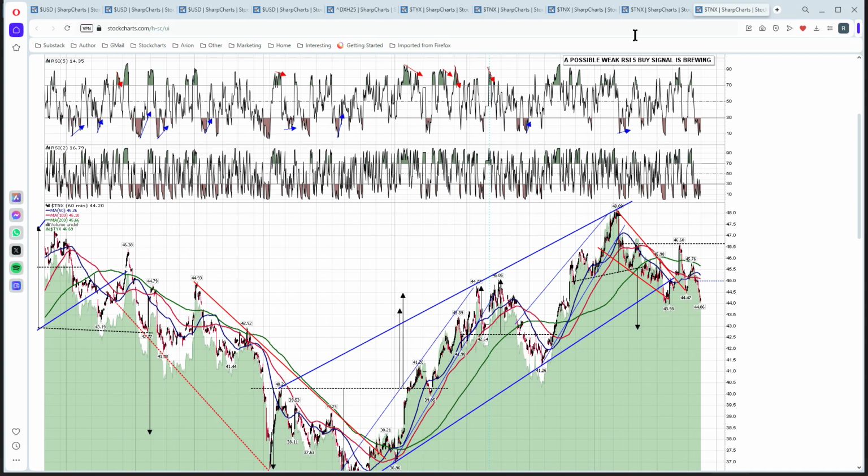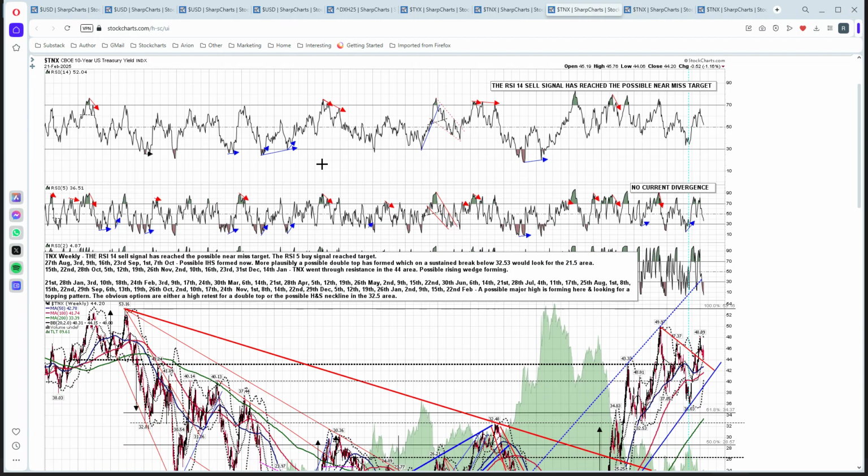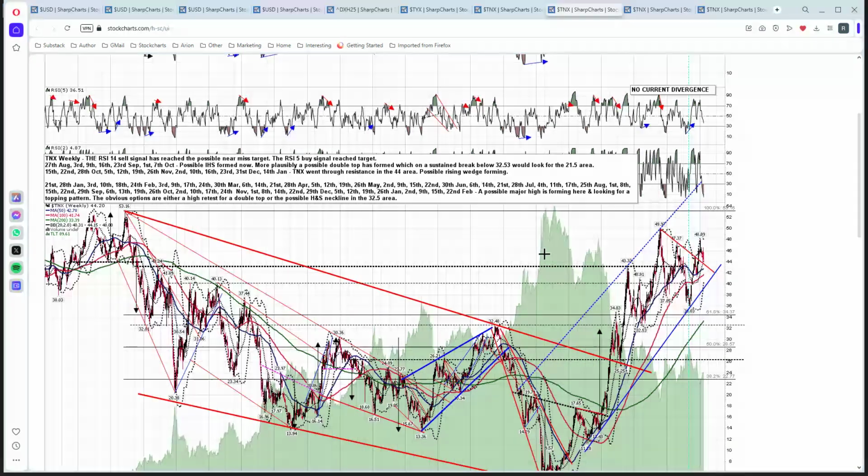I'm still liking the upside here, not least because we've got this beautiful flag on the daily and it's broken up, and that's got a target in the 49.97 area. I think after this retracement, not necessarily finished yet, afterwards we're going to go back and see 49.97, and on the much bigger picture, we've got a big inflection point there.